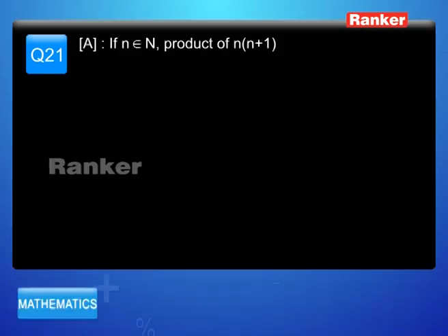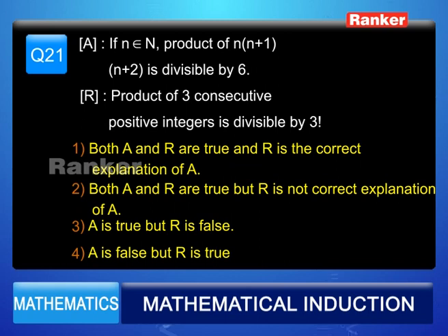Question number 21. Same model problem, assertion and reason only. So, the first statement we call A: if n belongs to N, the product of n into (n plus 1) into (n plus 2) is divisible by 6. That is nothing but the product of 3 consecutive natural numbers is always divisible by 6. That is true. Next, the reason, the second statement: the product of 3 consecutive positive integers is always divisible by 3 factorial. So, now 4 options are given. First option, both A and R true, R is the correct explanation to A. Second option, both A and R true, but R is not the formula used in A, that is not the correct explanation. Third one, A is true, R is false. Fourth one, A is false and R is true.